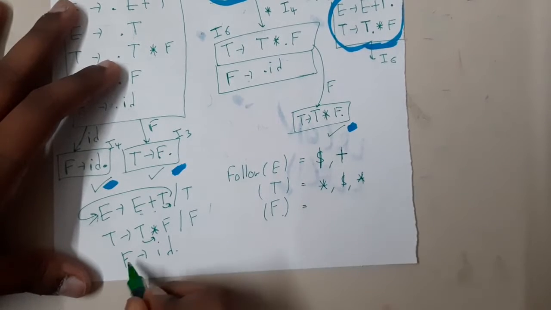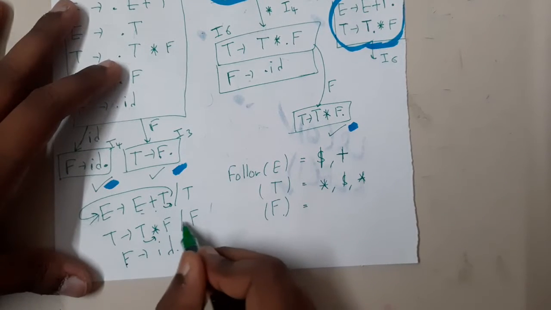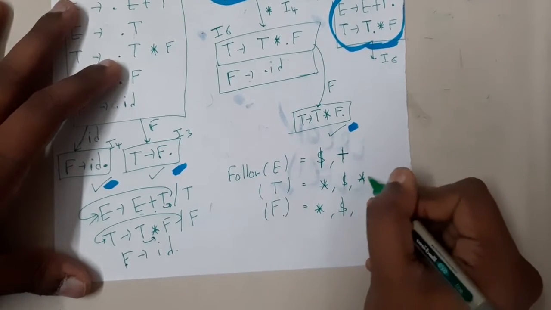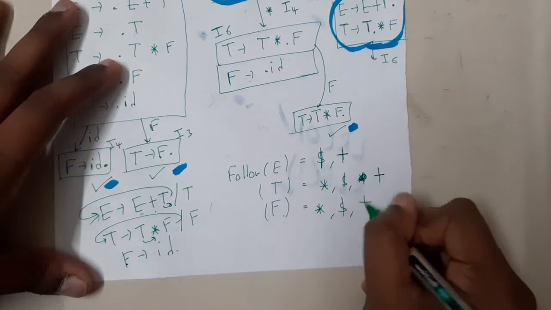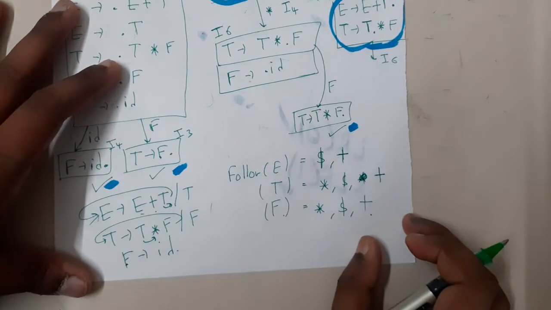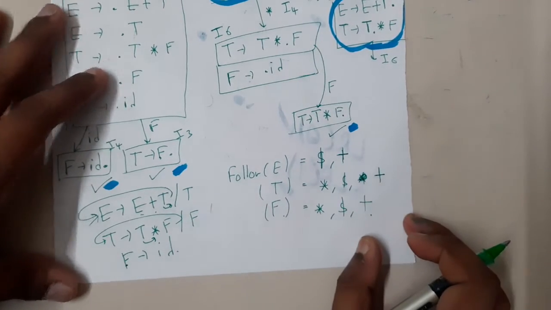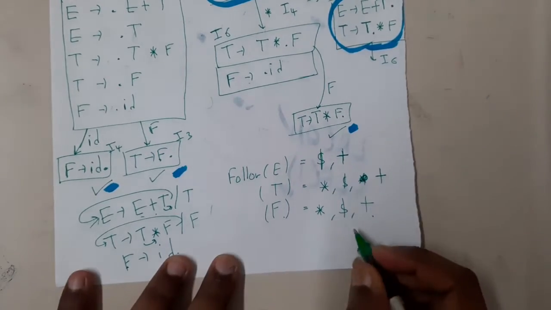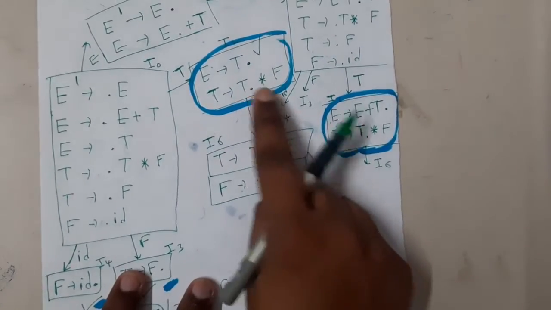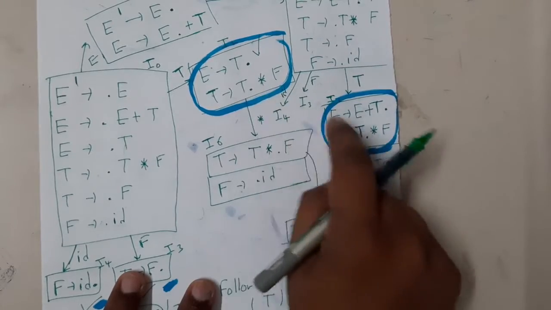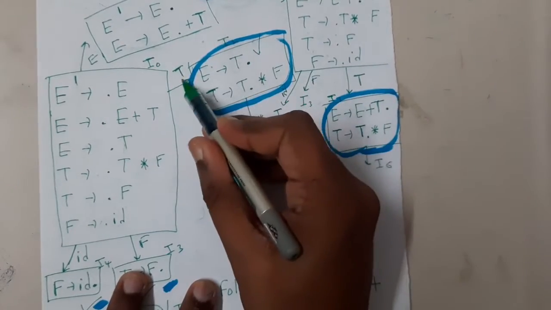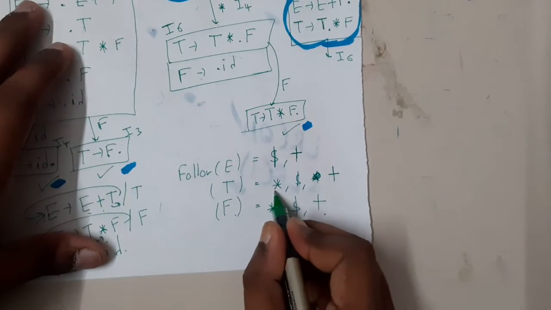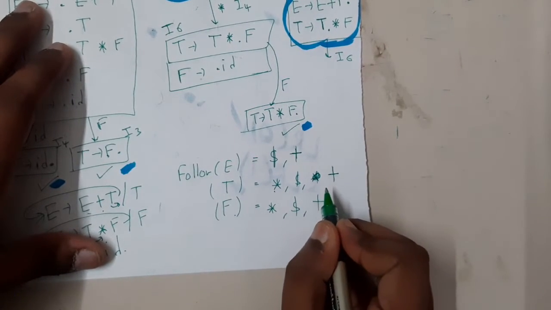And similarly, what is the follow of F? After F there is nothing but T only, so it is indirectly star, comma, dollar, comma, sorry, one of them is plus, right? Yes, comma, plus. So indirectly these are the things which we got, right? Yes. Now if you observe this carefully, we are having an issue here and here, right? So here what is the issue with respect to? Here it is with respect to T. Okay, so follow of T is star, comma, dollar and plus, right?